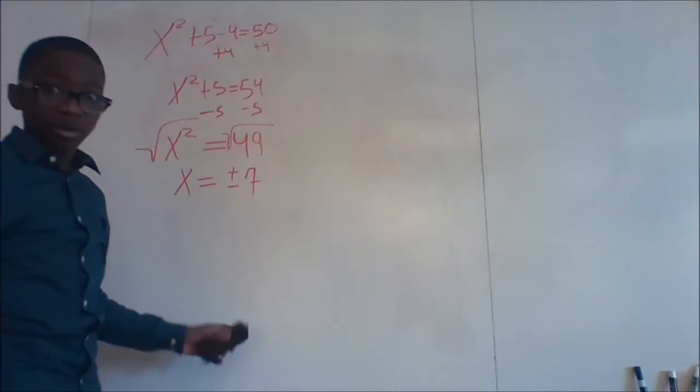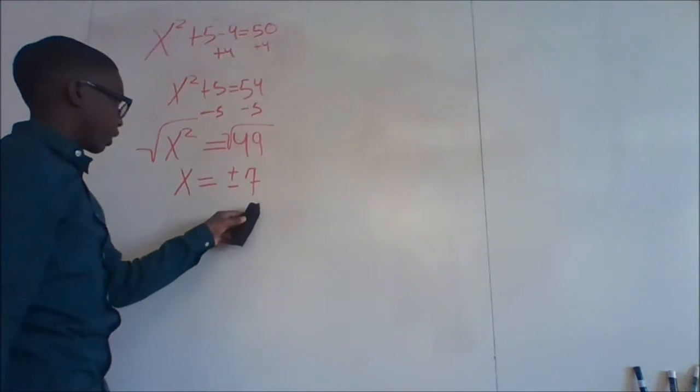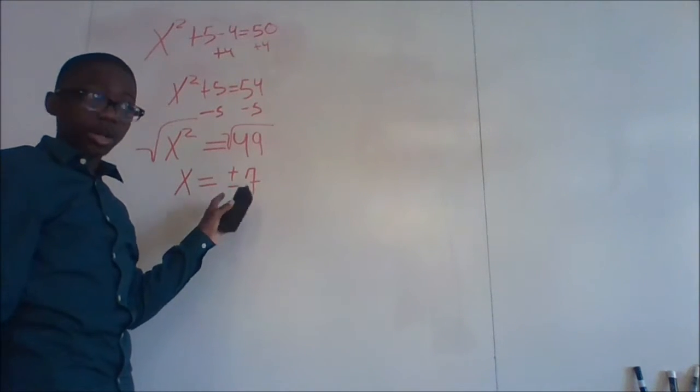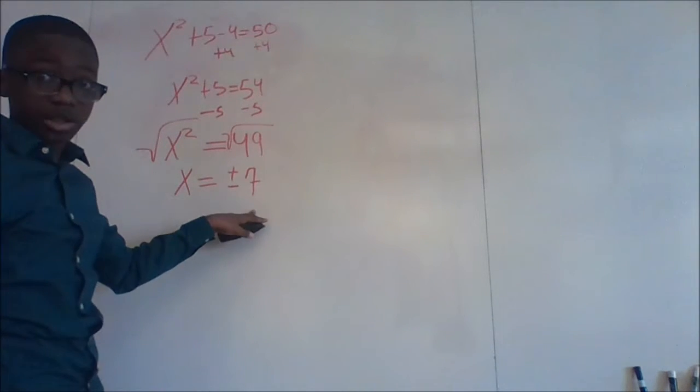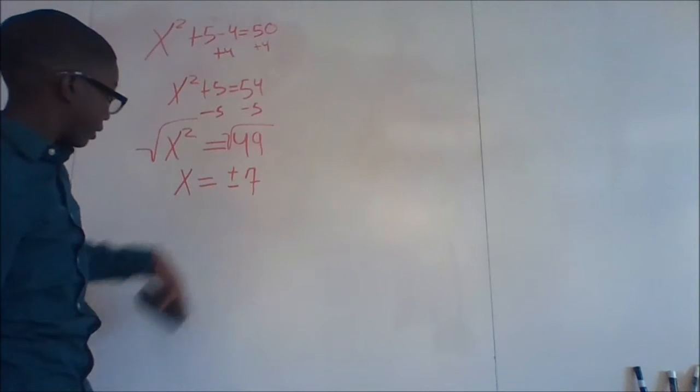So you're asking, why plus or minus? Well, because you can do 7 squared. If you do positive 7 squared, it comes to 49. If you do negative 7 squared, it comes to 49. So it can be both. All right.